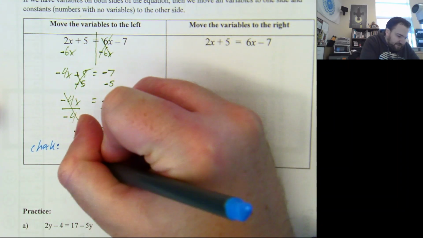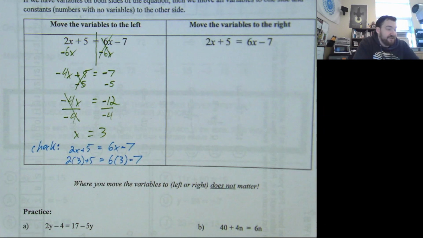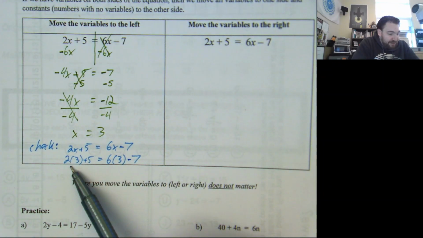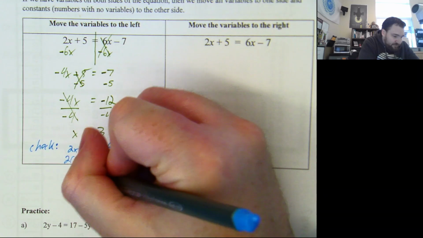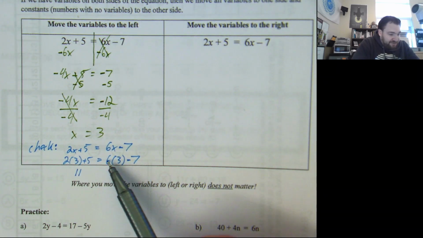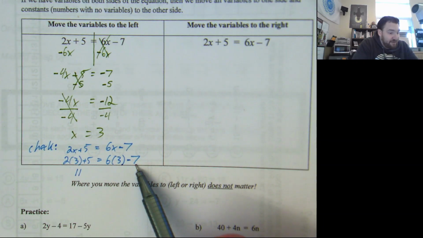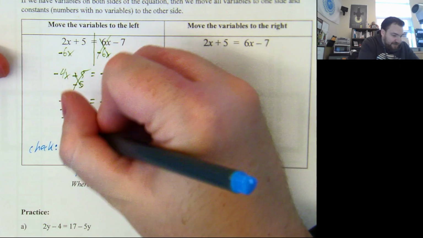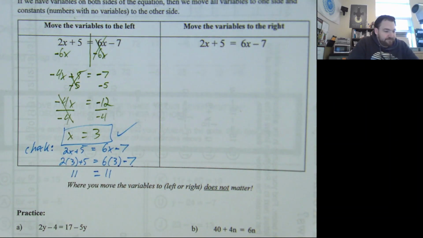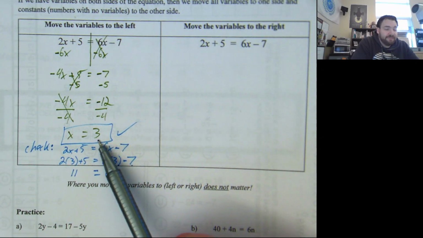So I'm going to have 2 times 3 plus 5 equals 6 times 3 minus 7. Let's see if this is true. 2 times 3 is? 6 plus 5 is? 11. And over here, I've got to do 6 times 3, which is 18 minus 7, which is 11. And because 11 equals 11, we're good. This value must be correct. Because we ended up with a true statement down here, this is correct.